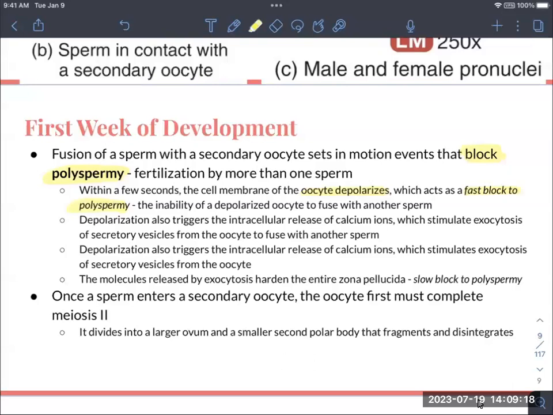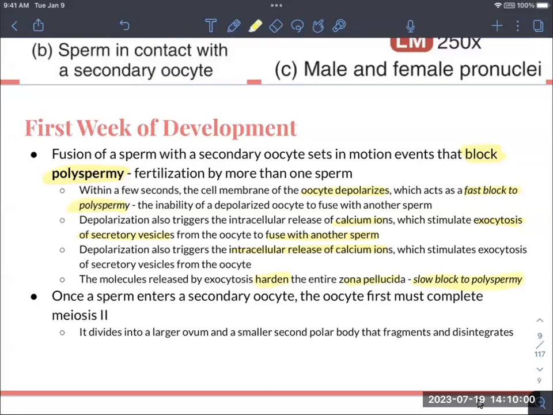It also triggers calcium ions to be released. It stimulates exocytosis of different secretory vesicles to fuse with another sperm. It triggers intracellular release of calcium ions. Then there are molecules that are released in this exocytosis that make that entire zona pellucida hard. That also blocks more of that polyspermy.